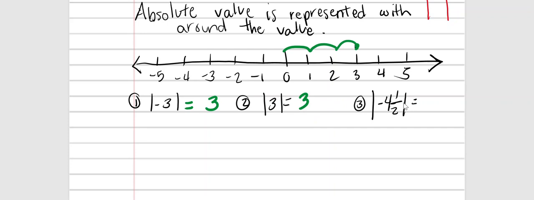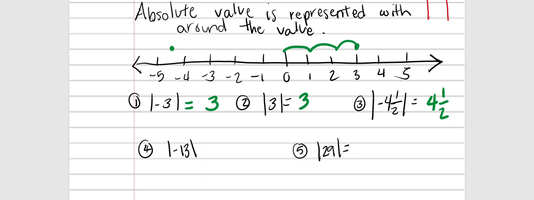Now in example 3, don't get fooled by the fraction. So if I'm at -4.5, how far is -4.5 from 0? It is 4.5 jumps. So the absolute value of -4.5 is 4.5.